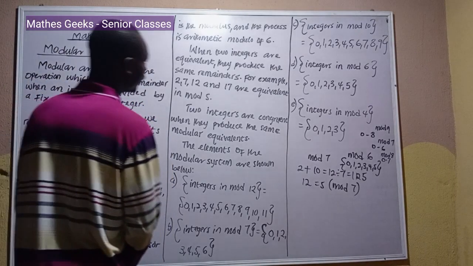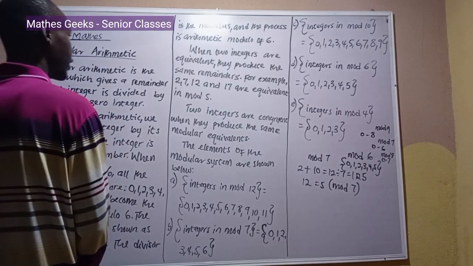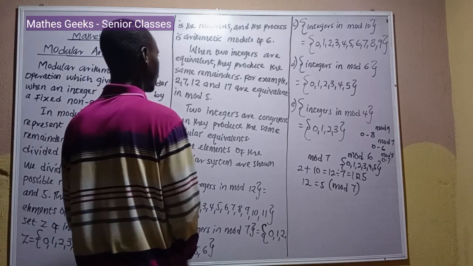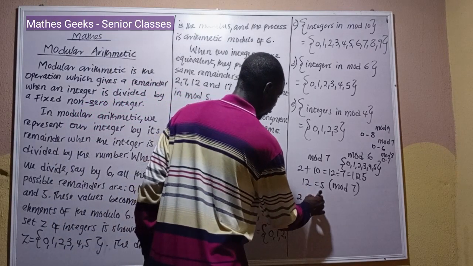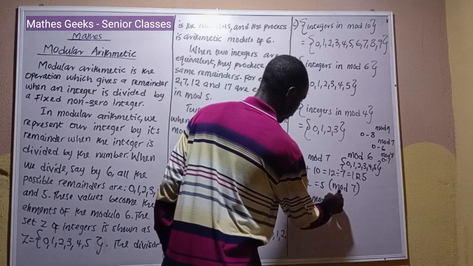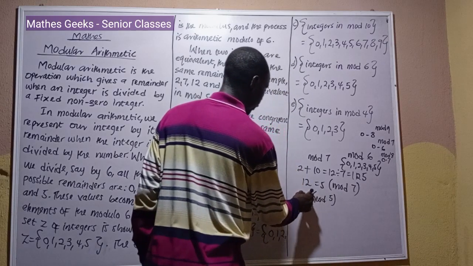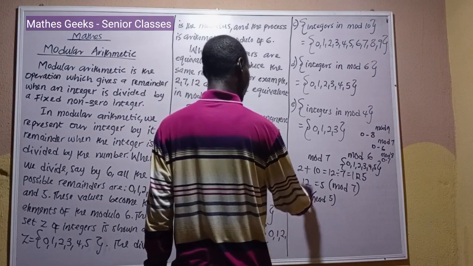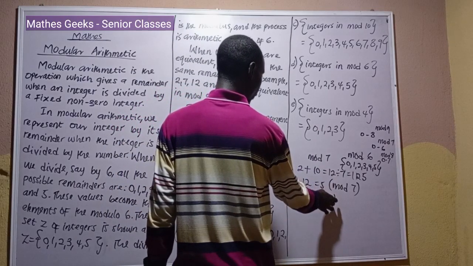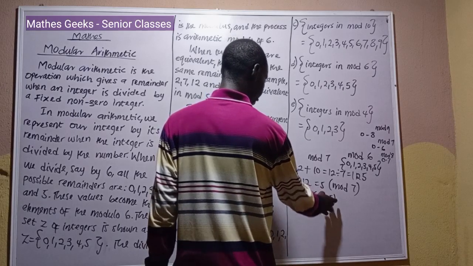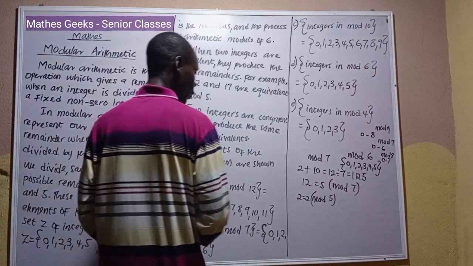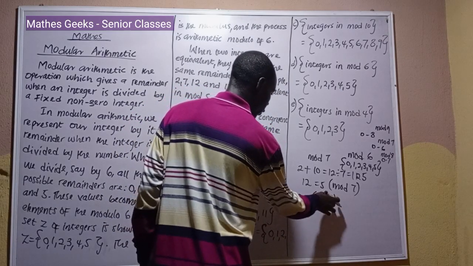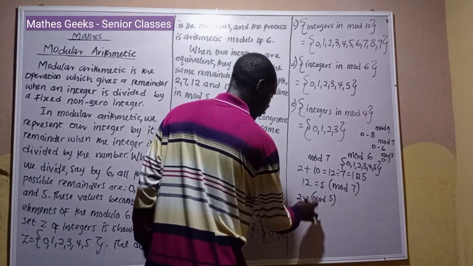When two integers are equivalent, they produce the same remainders. For example, 2, 7, 12, and 17 are equivalent in mod 5. So 2 in mod 5 is 2, because the rule is that as long as the number is not up to or greater than the number in which the modular arithmetic operation is carried out, it will still be that number. 2 is not yet up to 5, therefore 2 in mod 5 is 2.